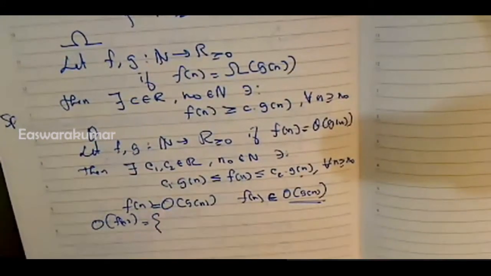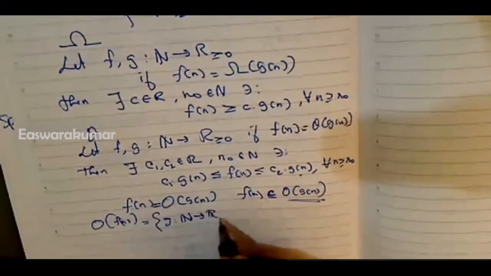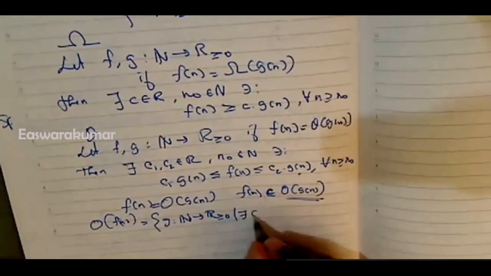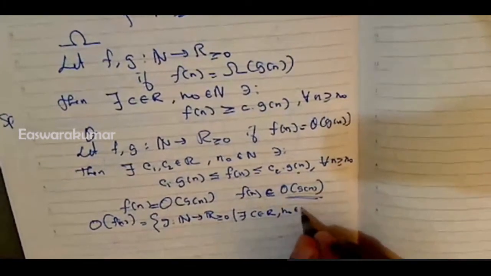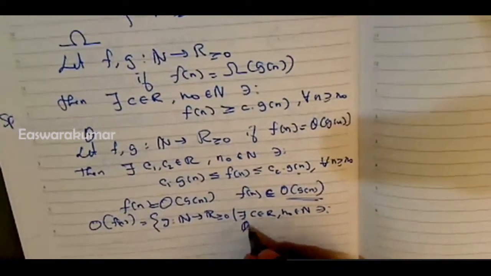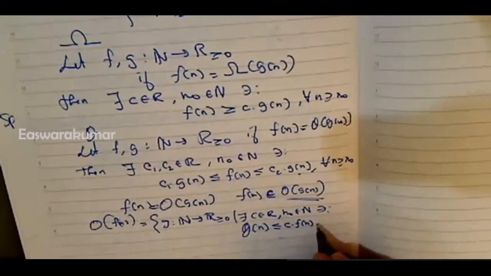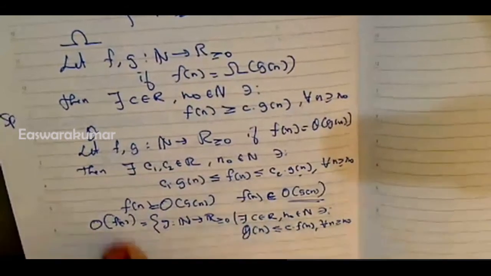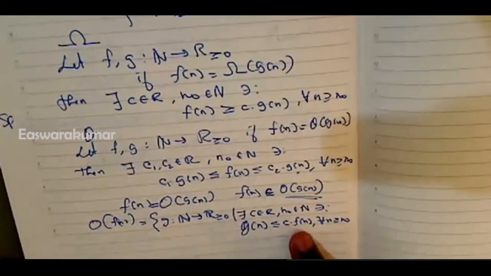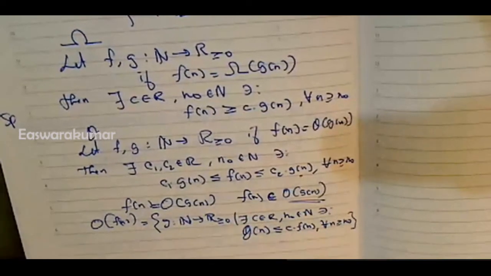So this is the set of all functions g from the set of natural numbers to the set of non-negative real numbers, such that there exist c belongs to R, n naught belongs to N, such that g of n is less than or equal to c into f of n for all n greater than or equal to n naught. So here g comes to the left and f comes to the right, right? So big O is the set of all such functions.